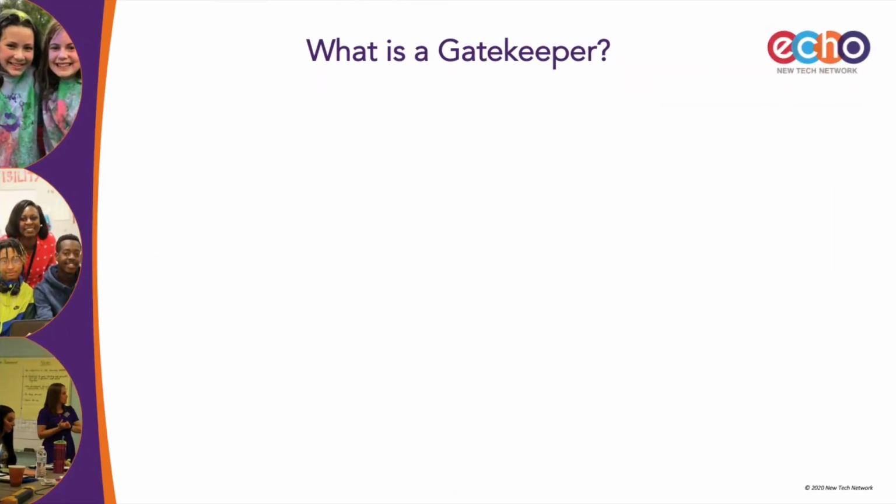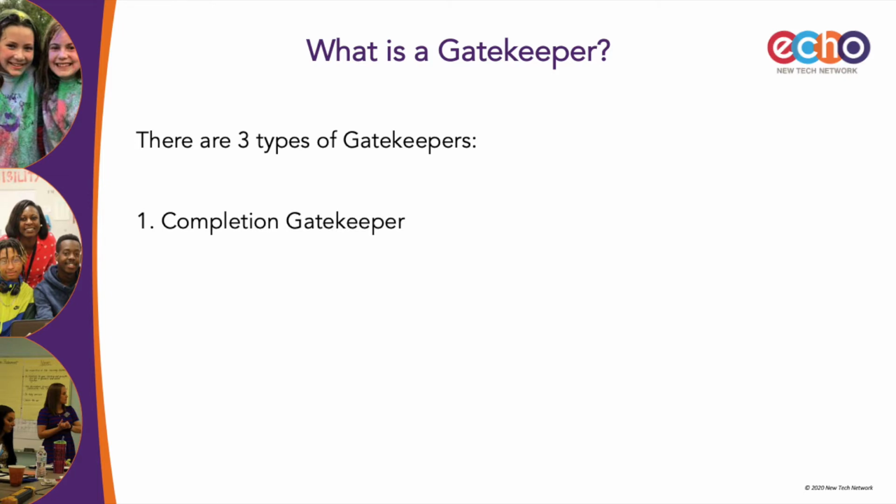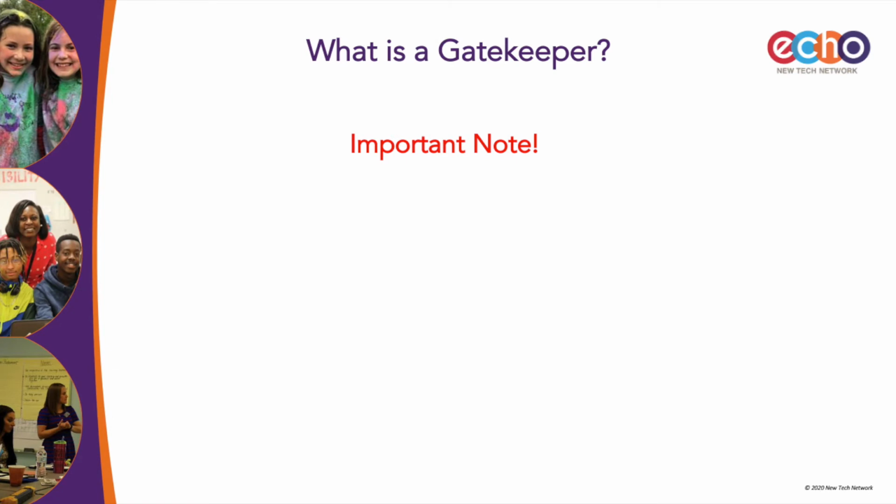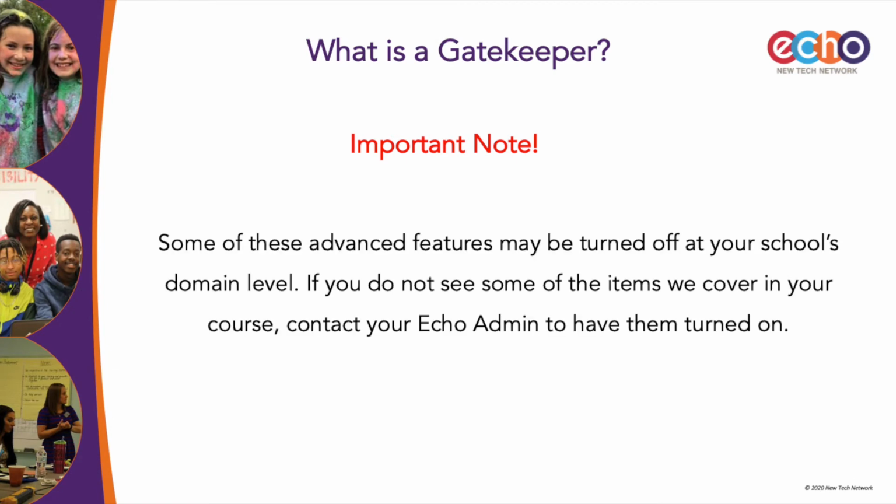Within Echo, there are 3 types of gatekeepers: the completion gatekeeper, the prerequisite gatekeeper, and the course gatekeeper. All of these types of gatekeepers are set up within the settings of either a pre-existing or a new course item. Before we jump in, it's important to note that some of these advanced features may be turned off at your school domain level. If you don't see some of the items we discuss in your course, contact your Echo admin to have them turned on.